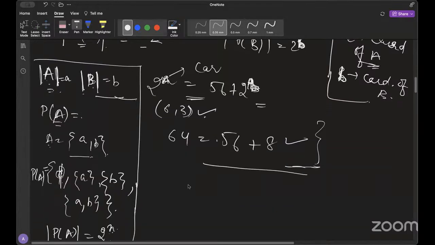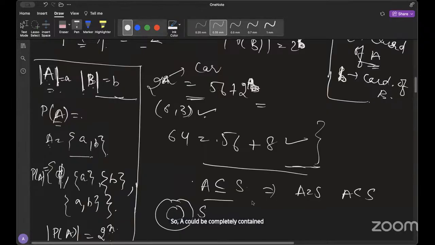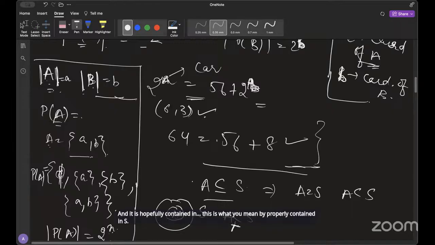Okay, so let's just say you have a set S and then you say A is a subset of it. This is how you denote it. When you say it's a subset of it, it could be equal to S or it could be completely contained in S. Let's just say you have this as S. So A could be completely contained in this. When you strictly write that this is not equal, this is a proper subset. When you know that A is not equal to S, and it is properly contained in S. This is what you mean by properly contained in S, which means that A is not equal to S. Is it clear now?